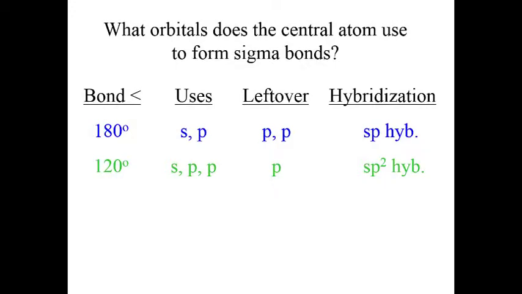For 4 electron groups and 109-degree bond angles, the central atom uses its s orbital and all 3 of its p orbitals. There are no p orbitals left over. We say that the central atom uses sp3 hybridization. Again, it is not sp cubed, it is sp3.